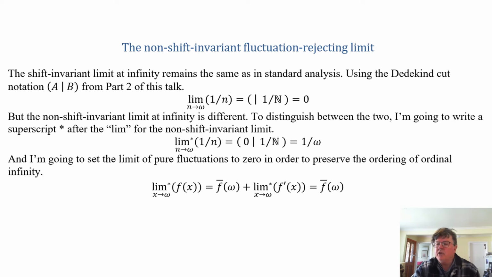And I'm going to set the limit of pure fluctuations to 0 in order to preserve the ordering of ordinal infinity. So the lim star as x tends to infinity of f of x is the mean value at infinity plus lim star of the fluctuating part at infinity, and we reject the fluctuating part at infinity to say that lim star is equal to the limit of the mean.